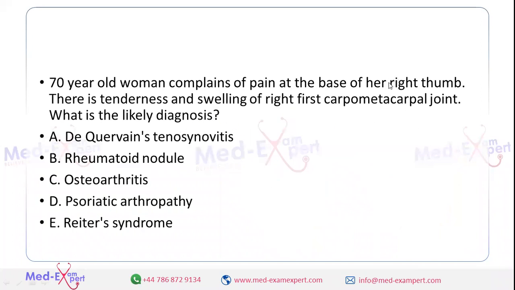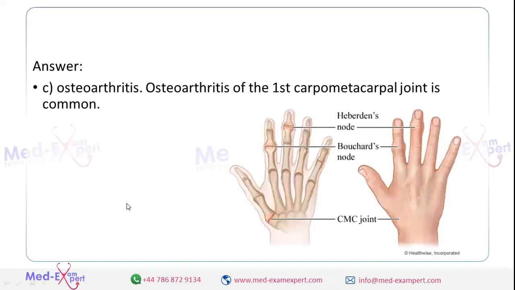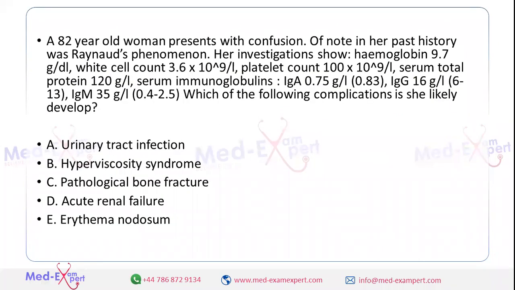Here they are asked specifically about tenderness at the joint. When you have tenderness in the joint, it's usually arthritis. So the differential diagnosis is osteoarthritis and psoriatic arthritis. These are the 2 differential diagnoses. But the base of the thumb is common in osteoarthritis.